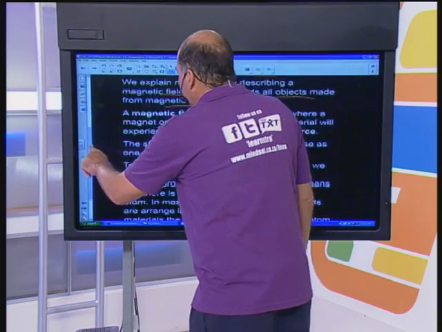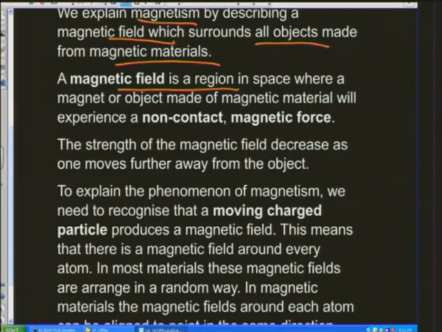A magnetic field is a region in space where a magnet or objects made of magnetic material experience a non-contact magnetic force. Non-contact means they don't have to be touching. Okay? Very important that you understand that.